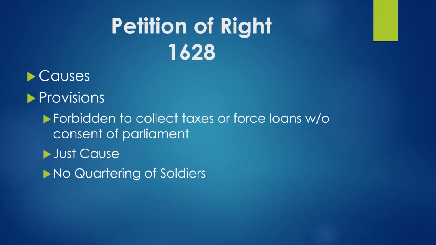That was something that was going on during the time period where the king would quarter soldiers in people's private homes, and the people in those private homes had to pay for them. And lastly, there would be no military law unless they were actually at war in England itself. Because the king needed money, he signed this Petition of Right.